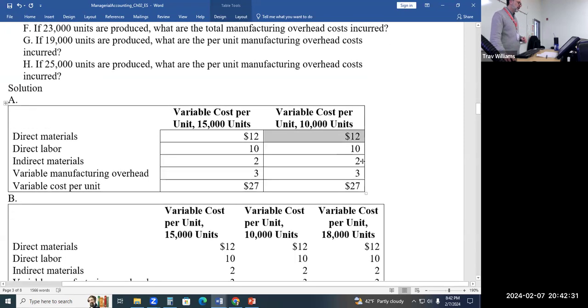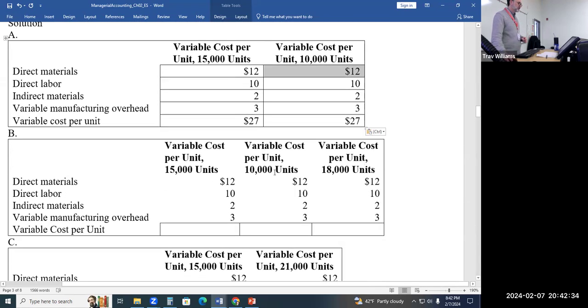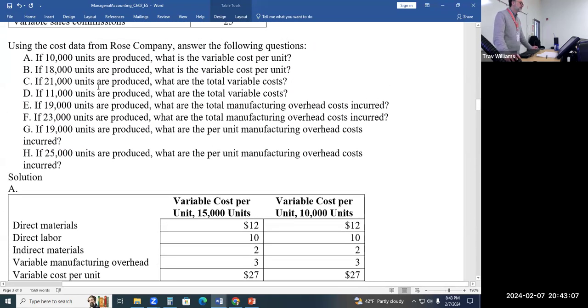Okay, so let's look at B. B wants us to break down the variable cost per unit for 18,000. Okay, we're not going to fall for that again. We know if $27 is our variable cost per unit at 15,000, it's the same at 10,000, and it's the same at 18,000, right? So $27 is the answer. Any questions there? All right, let's move on to C.